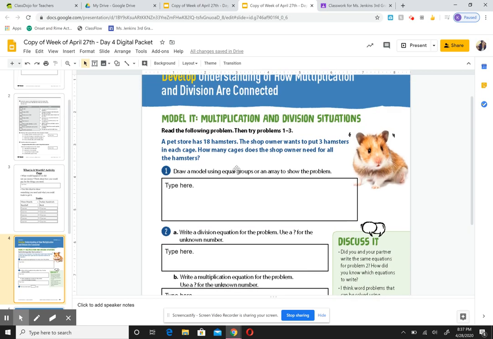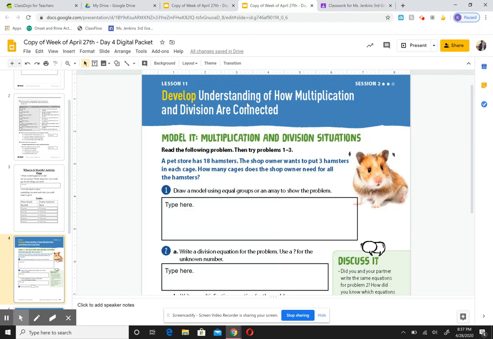All right, guys, we're going to start with math on day 4. Understanding how multiplication and division are connected. Model it. Multiplication and division situations. A pet store has 18 hamsters. The shop owner wants to put 3 hamsters in each cage. How many cages does the shop owner need for all the hamsters?